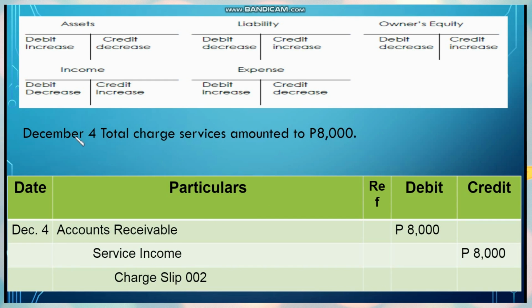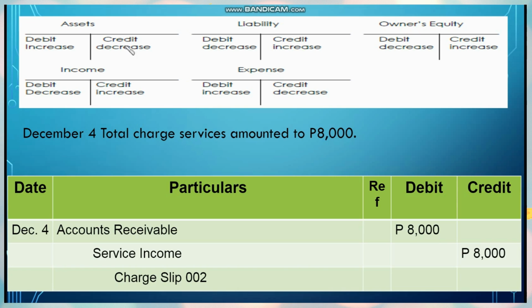Next transaction, December 4th. Total charge services amounted to 8,000. That means that the business rendered service, but the customer hasn't paid yet. So you call it a charge service. So the charge service has a total of 8,000. If we have rendered service but we haven't received the payment yet, then that means we have accounts receivable. We have an amount to be collected from the customer.